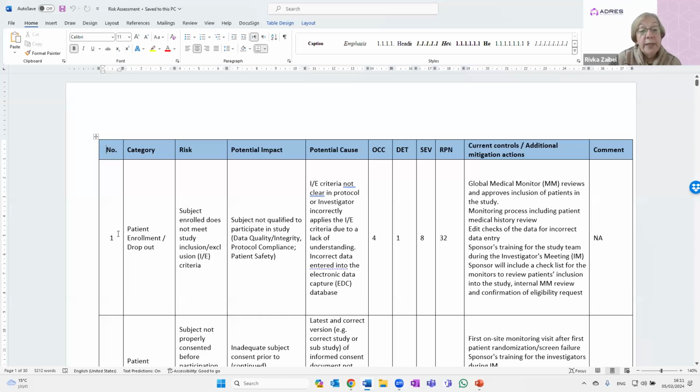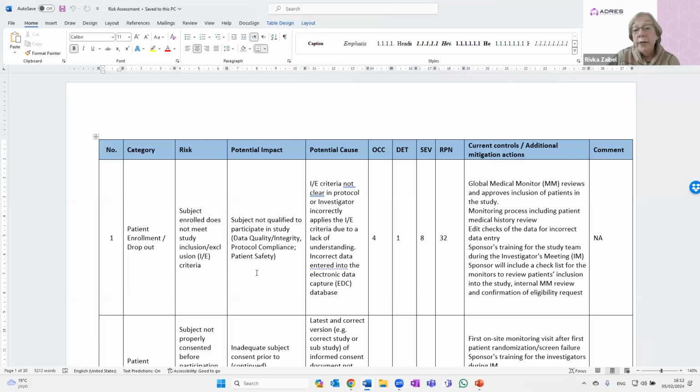For instance, the first one is patient enrollment dropout. The risk is subject enrolled does not meet study inclusion-exclusion criteria. The potential impact, subject not qualified to participate in study, that may have an impact on data quality, integrity, protocol compliance, and patient safety. Potential cause, inclusion-exclusion criteria not clear in protocol, or investigator incorrectly applies the IE criteria due to a lack of understanding, incorrect data entered into the electronic data capture database.